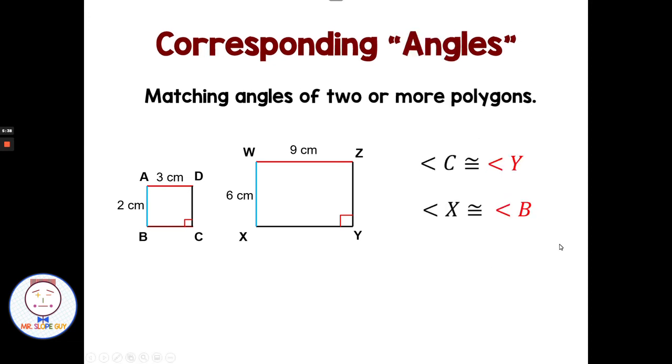All right, so now if we look at angles, corresponding angles, we're matching angles from two different polygons. If we're looking at angle C on the small rectangle, angle C corresponds or matches with angle Y. So we have angle C, the symbol for corresponding, and then the symbol for angle Y. And if we look at angle X on the large rectangle, it would match with angle B on the small triangle. So angle X corresponds to angle B.